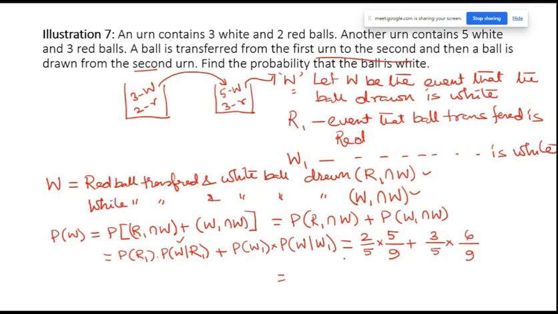Now you can simplify: 5 and 5 cancel, so 2 by 9 plus, here any cancellation? No, 3 into, okay, here it's 2 by 3 and then 3 by 3. So you ultimately end up with 2 by 9 for the first term, and 2 by 5 for the second. Then you take the LCM, which is 45: 5 times 2 is 10, plus this is 18. So I think it's 28 by 45.